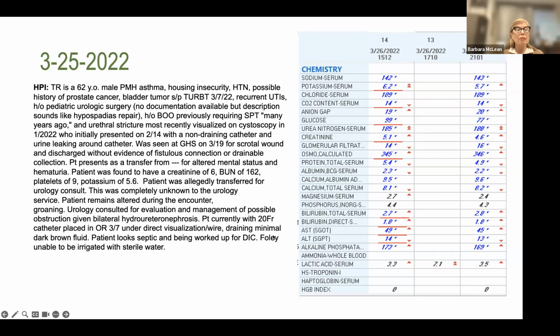So they put in a 20 French catheter in the OR under direct visualization, but they can't really drain anything. It's just dark brown fluid. And they say, well, we think he's septic and we can't actually irrigate with sterile water. So we had to place that other catheter. So now let's just take a look at him on 326 at 1512.